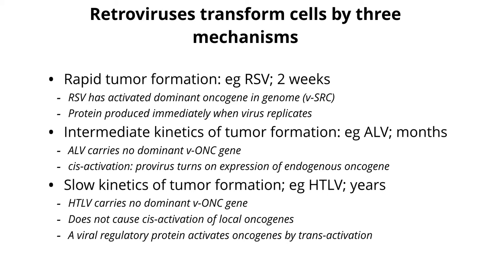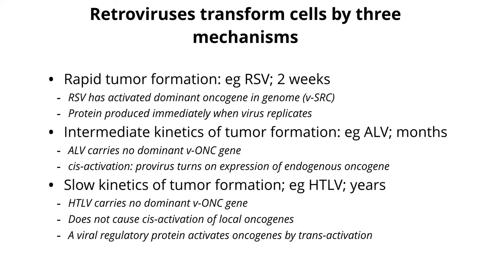Then we have transforming retroviruses with intermediate kinetics of tumor formation. An example of this is avian leukosis virus, the parent of Rous sarcoma. There's no oncogene in ALV, but it still causes leukemia, which is a cancer. Okay? There's no dominant oncogene in these viruses, but they turn on the expression of oncogenes that are in the cell. We'll see how that works in a minute. So they will cis-activate other genes. So if the provirus integrates next to an oncogene, it will turn on that oncogene and you get tumors.